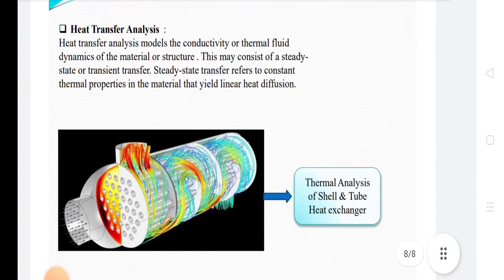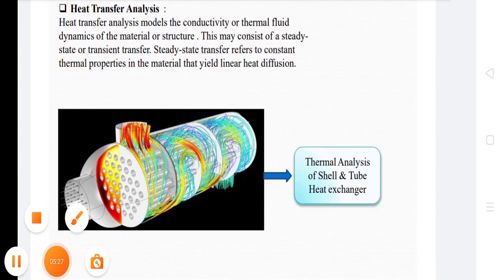Now we discuss heat transfer analysis. Heat transfer analysis models the conductivity or thermal fluid dynamics of the material or structure. These may consist of steady state or transient transfer. Steady state transfer refers to constant thermal properties in the material that yield linear heat diffusion. This is the thermal analysis of a shell and tube heat exchanger.